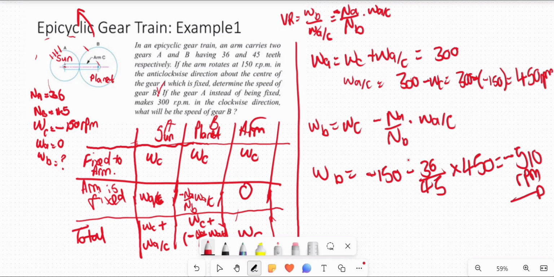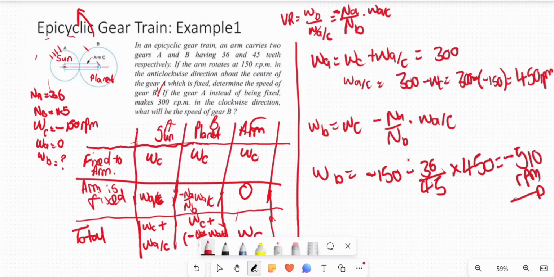That is so simple. Second step, you fix the arm. Now the arm cannot move. Everything else remains as stated in the question. The things that were fixed in the question remain fixed. The things that were given speeds in the question remain with their speeds. After fixing the arm, what happens? Because we can now apply our kinematic relationships, it becomes a simple gear train.